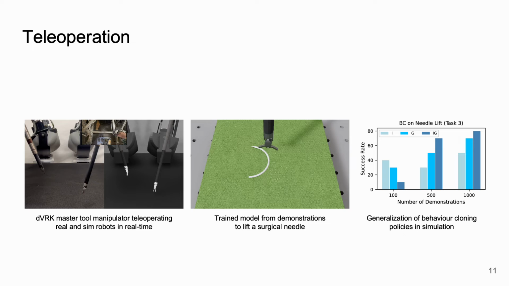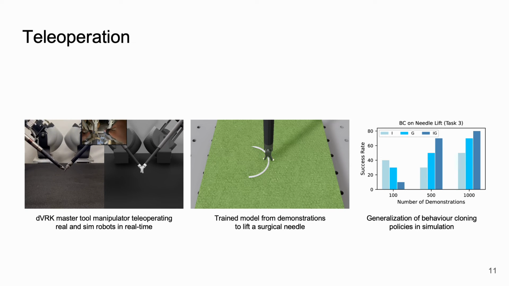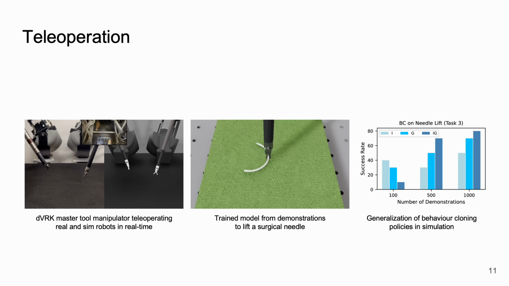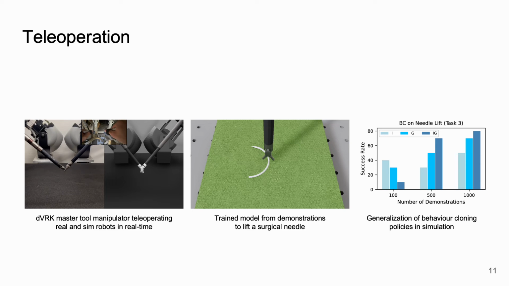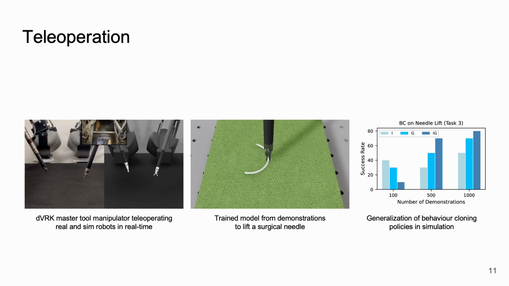Recording offline training data can help to investigate learning for challenging and long-horizon surgical tasks that are hard to solve by the current RL algorithms. Different input devices, including the dVRK Master Tool Manipulator, can be connected to the simulator and provide input commands and control the robot in the Cartesian space. The video in the middle shows a trained model on a pre-recorded dataset successfully lifting a surgical needle.